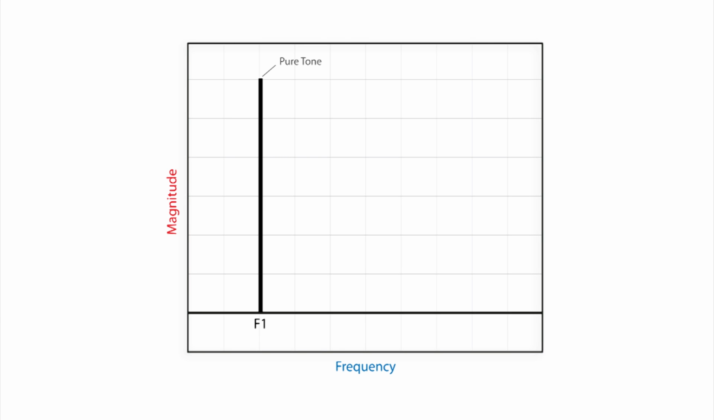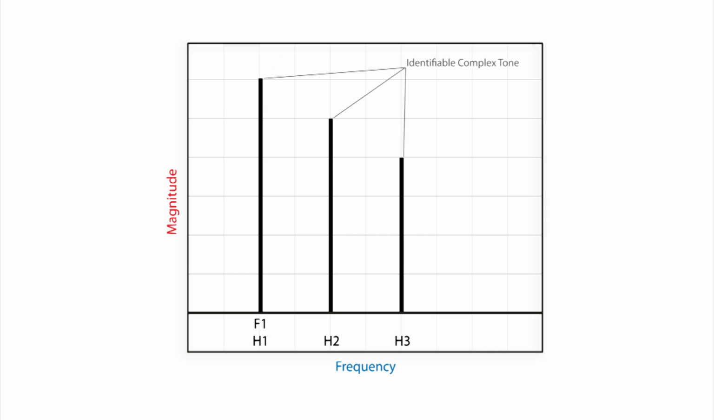Here's what we call a pure tone or sine wave. It's just a fundamental. This tone doesn't actually exist in nature. It only exists on a scientist's test bench as a synthesized tone. Now this is a complex tone consisting of the fundamental and 3 harmonics. It takes at least 3 harmonics for the human ear to identify a complex tone.